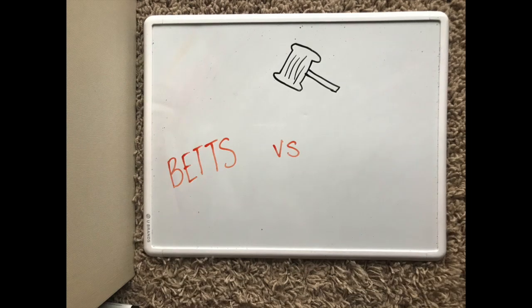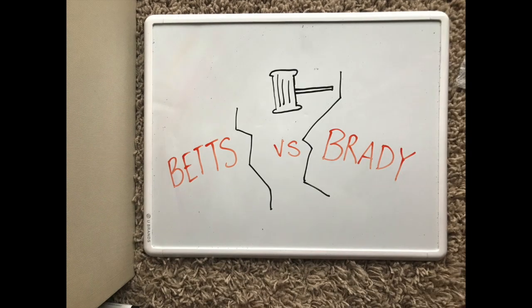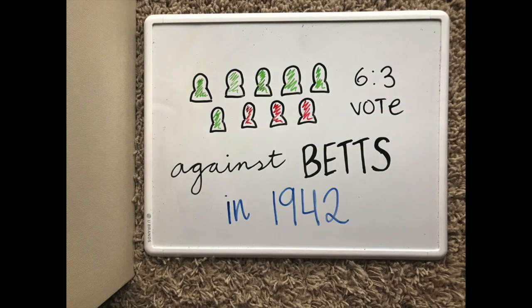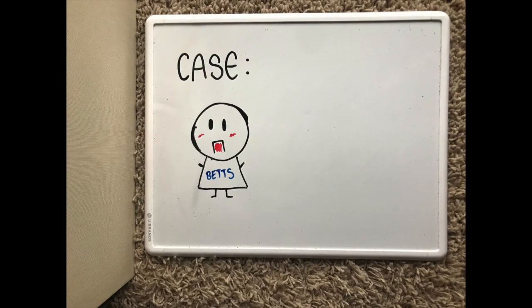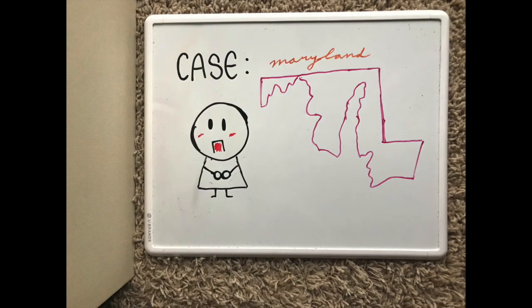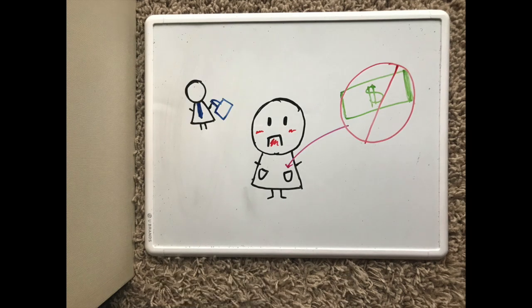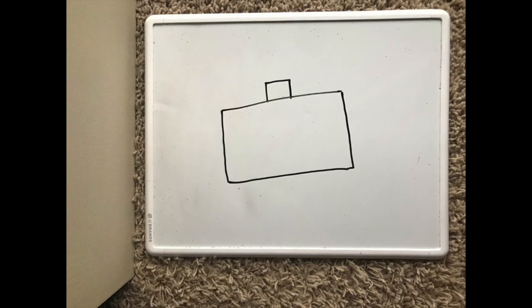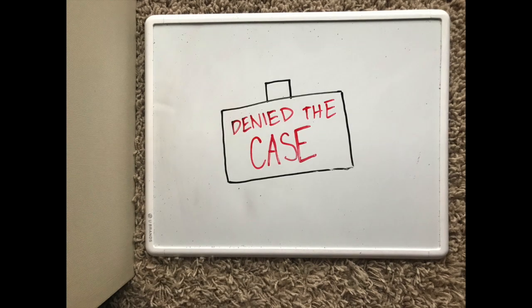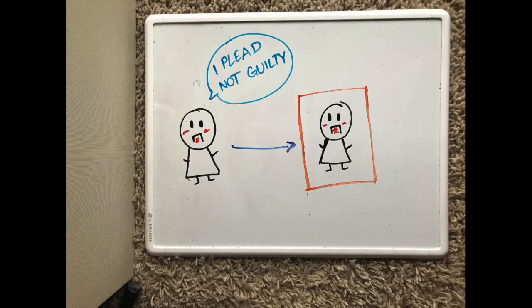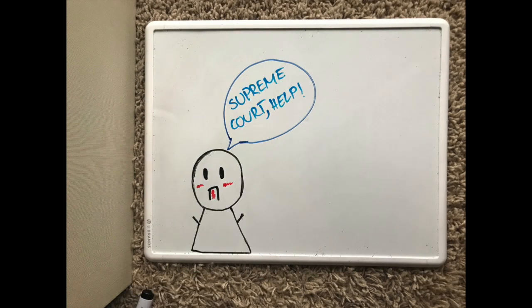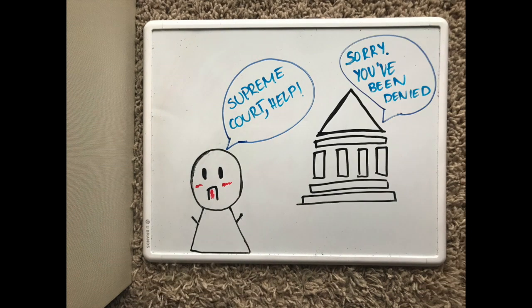This decision also overruled Betts v. Brady, which was a 6-3 vote against Betts in 1942. The case of Betts v. Brady started with Betts being indicted for robbery in Maryland. He was unable to afford counsel and requested one to be appointed for him. The judge in the case denied the request, and Betts subsequently pled not guilty. He was convicted of robbery, which he eventually appealed to the Supreme Court. He argued he was wrongfully denied counsel.